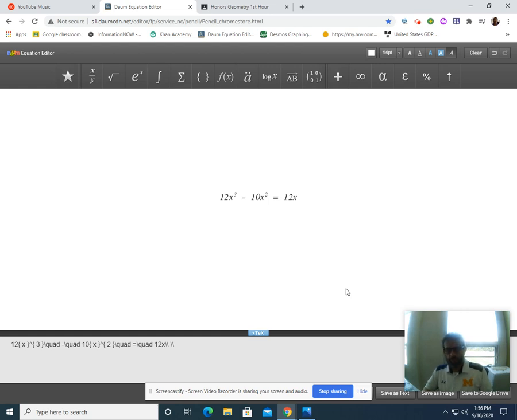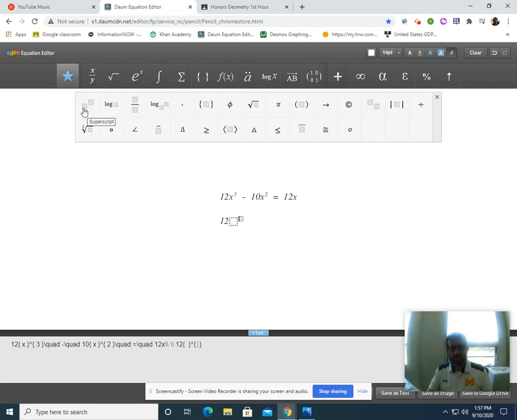As a general rule, and this is not always true, and there are times it isn't what you need to do, but as a general rule, if you're dealing with a polynomial equation, you should get it to say equals 0. So the first thing I'm going to do is get this to say equals 0. I'm going to subtract 12x from both sides. Now, that's going to do this.